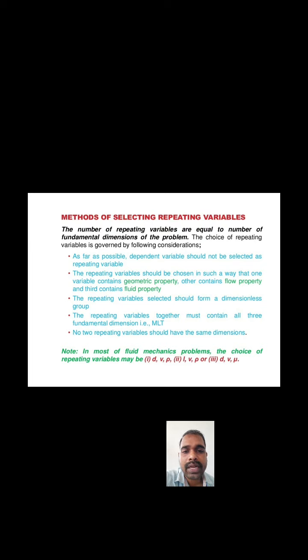Then the selected repeating variables should not form a dimensionless group. The repeating variables together must contain all three fundamental dimensions M, L, T. No two repeating variables should have the same dimensions. For example, in most cases the choice of repeating variables may be D, which represents a geometric property, V velocity, a flow property, and rho density, the fluid property, or L, V, rho, or D, V, mu. This procedure has to be followed repeatedly.